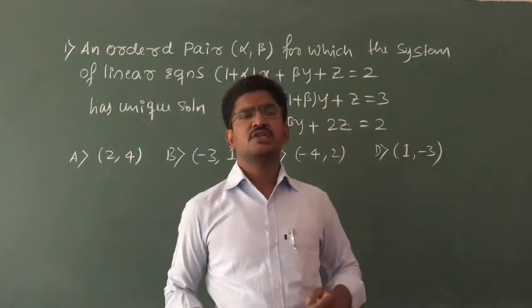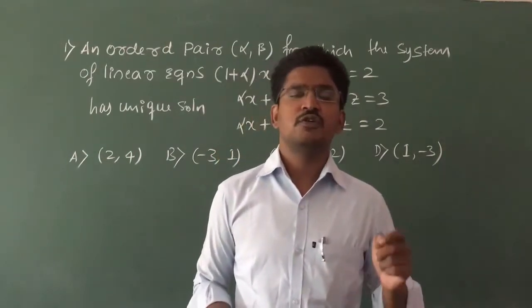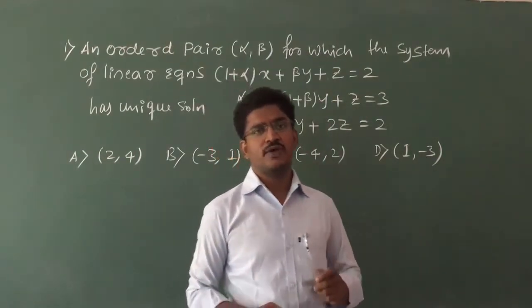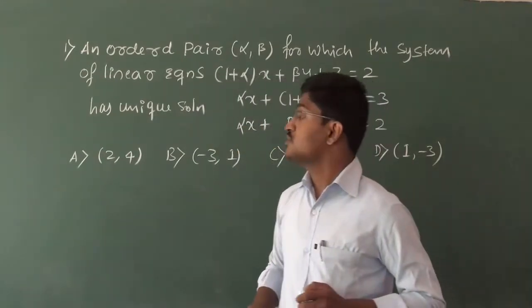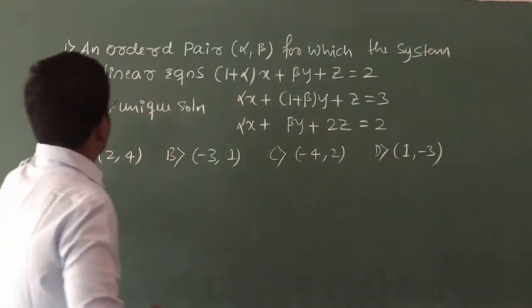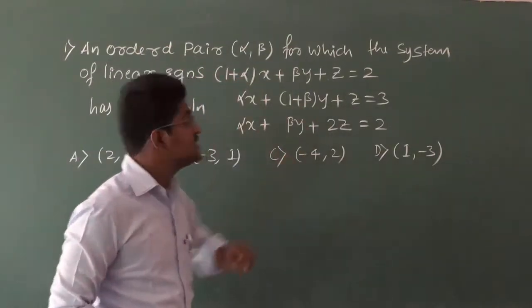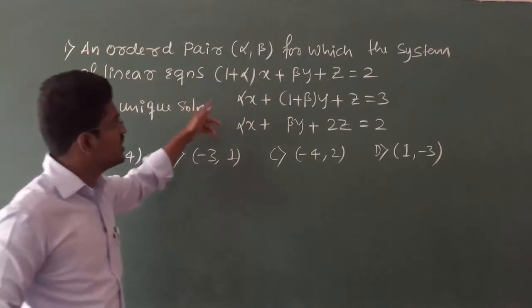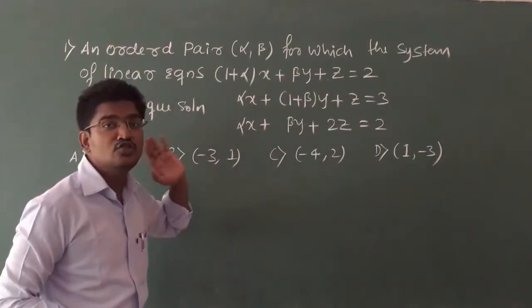In this session, we are going to solve the JEE Mains question paper of 2019, January 12, Shift 1. The first question: an ordered pair alpha comma beta for which the system of three linear equations has a unique solution.